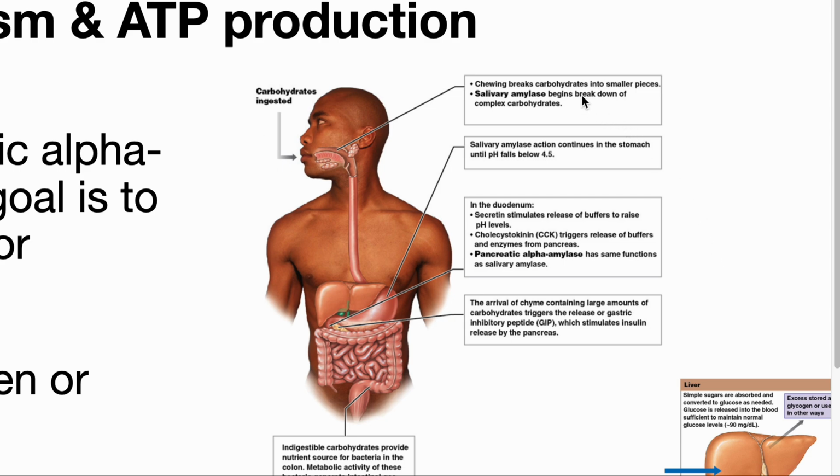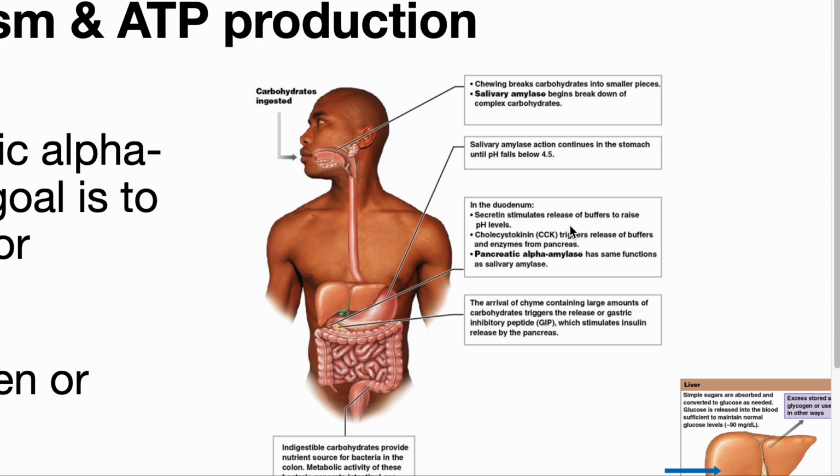So again, we can see we've got salivary amylase that's going to start breaking down carbohydrates in the mouth. That's going to continue into the stomach. And once that chyme moves into the duodenum, we can see that we're going to have secretin stimulating the release of buffers to help bring up those pH levels. We're going to have cholecystokinin or CCK releasing additional buffers and enzymes from the pancreas, including pancreatic alpha amylase, which is just like salivary amylase. It's going to help break down carbohydrates into simple sugars.